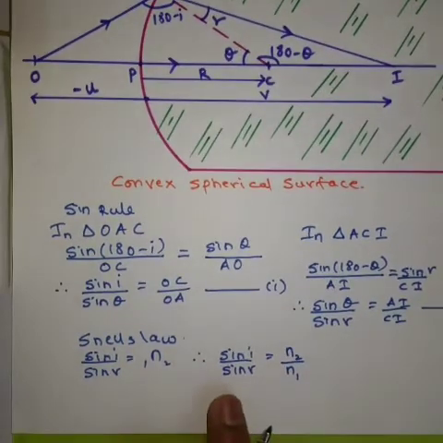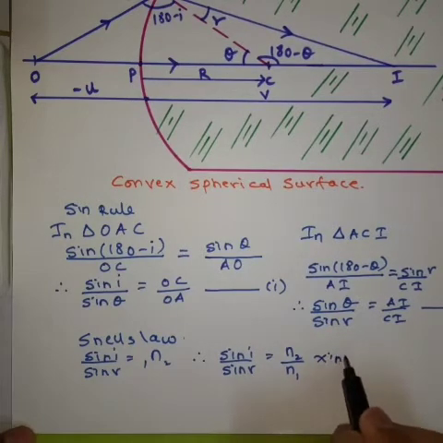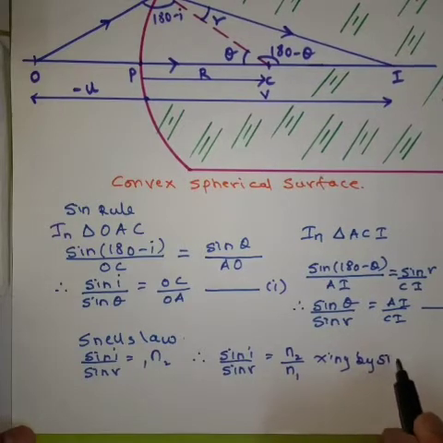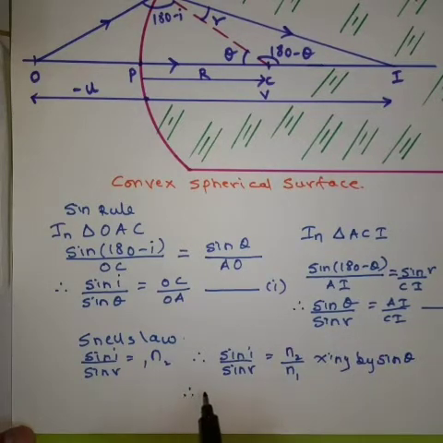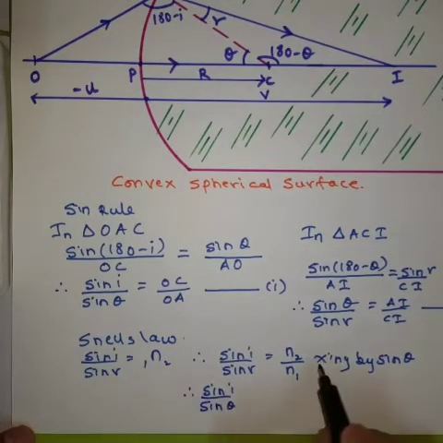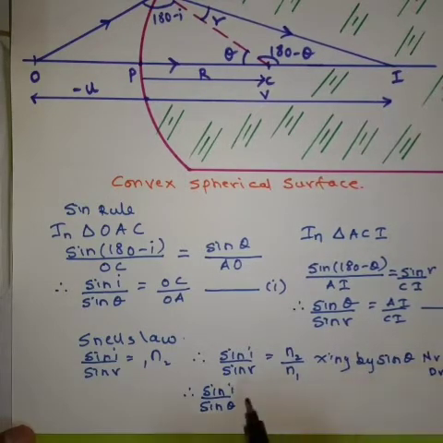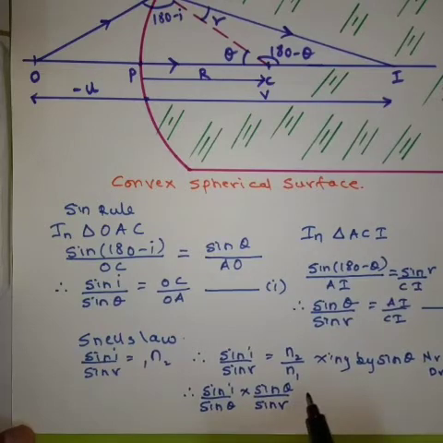Now in this particular equation, if I multiply both the sides by sine theta, I write here multiplying by sine theta in numerator and denominator, and this will be sine I upon sine theta into sine theta upon sine R equals n2 upon n1. Hope you have understood till here so that we can move ahead.